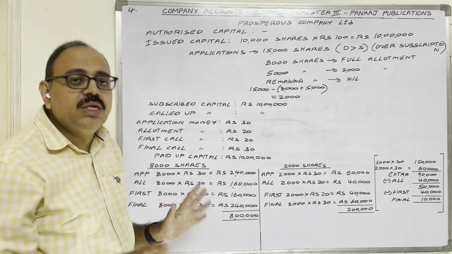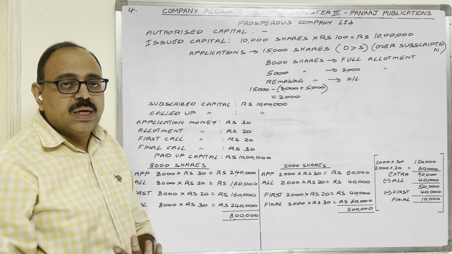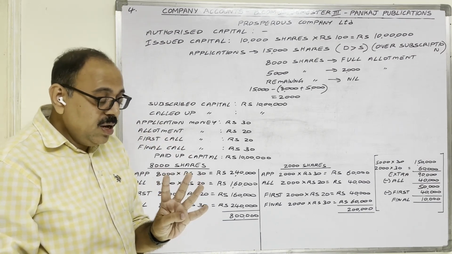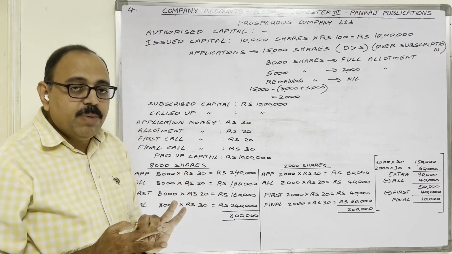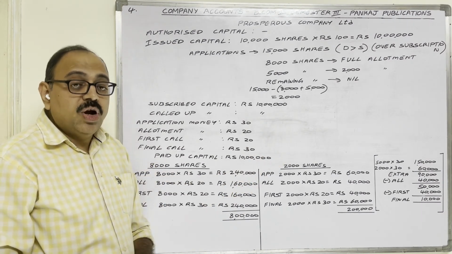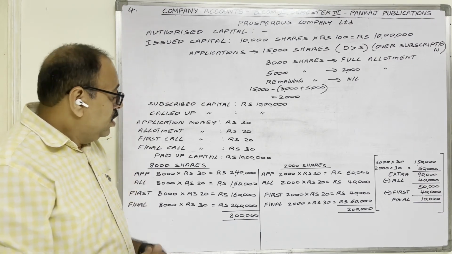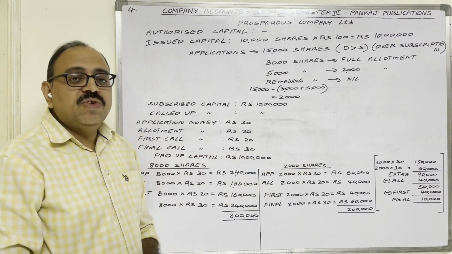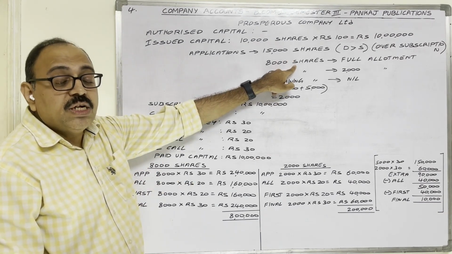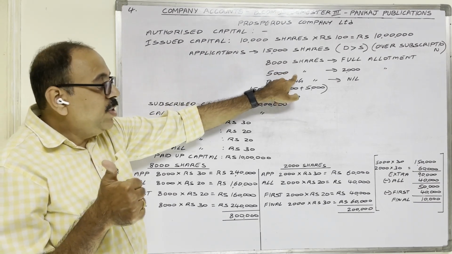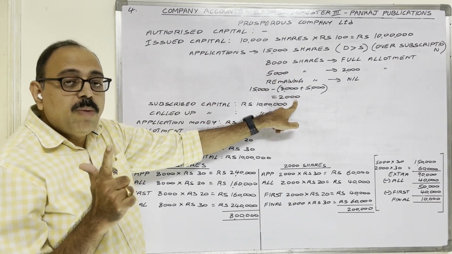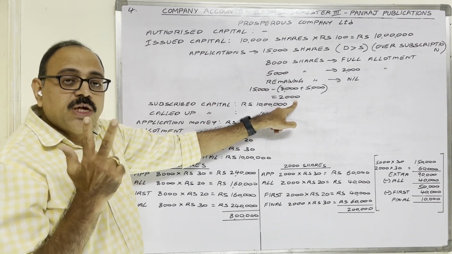Then paid up capital is also 10 lakh rupees, because there are no calls in arrears. All shareholders have paid all the amounts to the company. So remember, issued capital, subscribed capital, called up capital and paid up capital, all amounts are the same, 10 lakh rupees. And what is the new point in this problem? Three types of applicants we can see here: applicants who applied for 8,000 shares, applicants who applied for 5,000 shares, and applicants who applied for 2,000 shares. So three types of applicants.